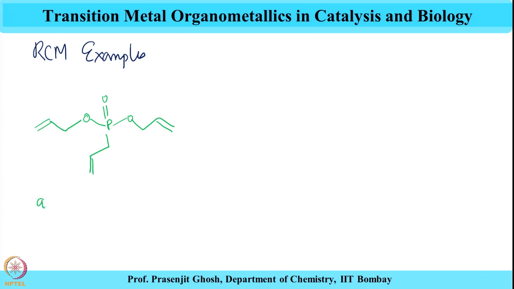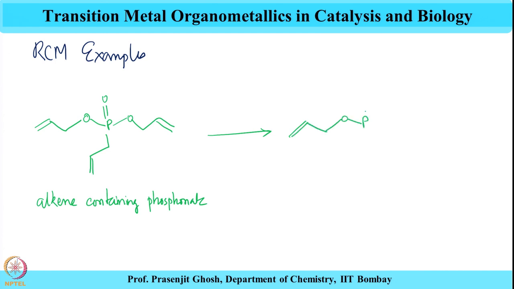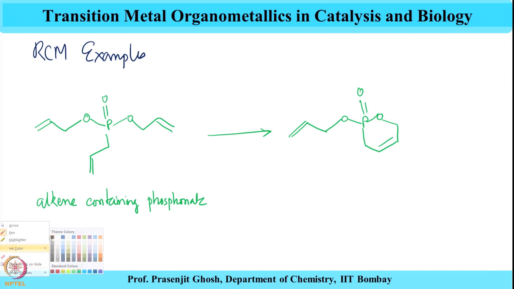This is an alkene containing phosphonate. That reacts to give this compound, as is shown over here. Again, a 6-membered ring, and that is formed from these two olefins giving rise to this 6-membered ring.